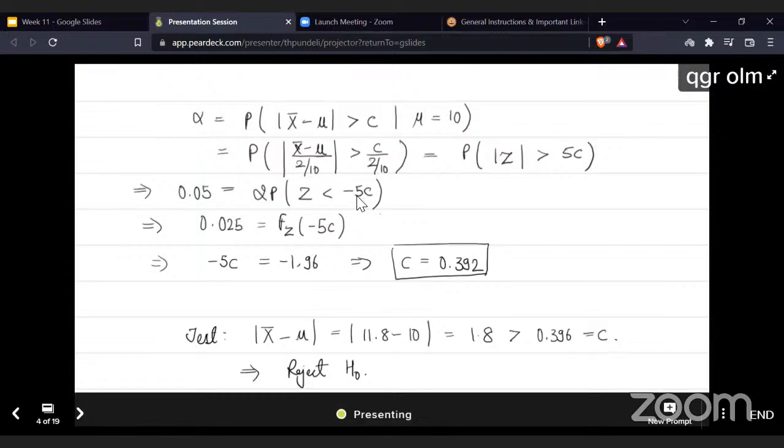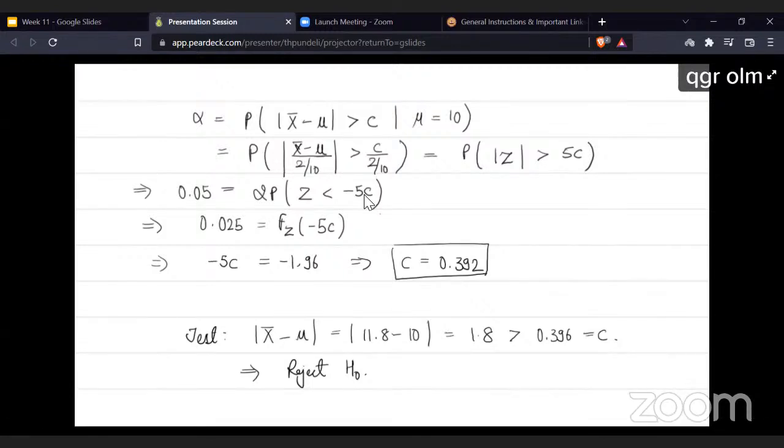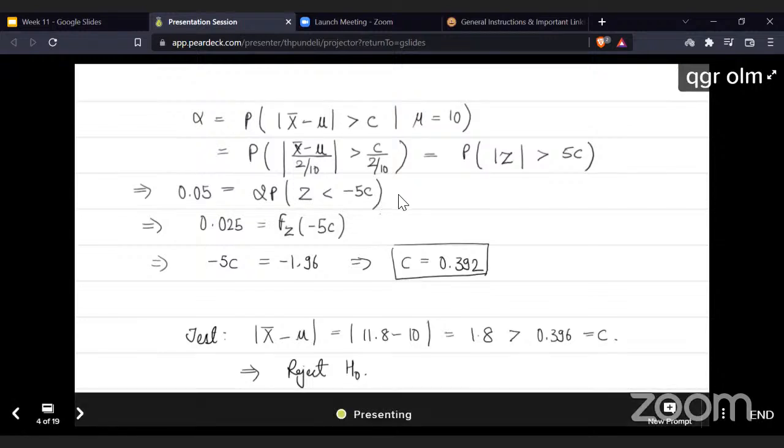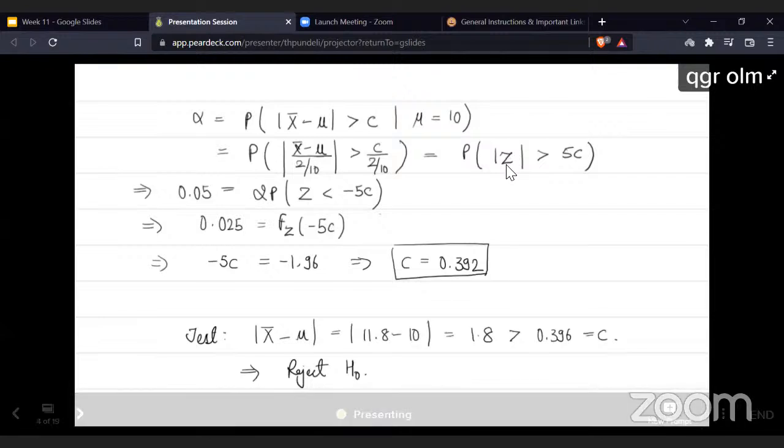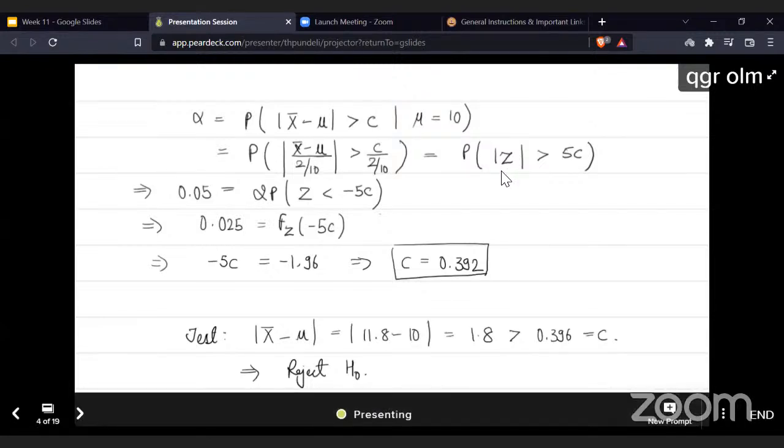Is the step clear to everyone? The third step here. Why is it 2 times P Z less than minus 5C? Why is it minus 5C? See, look at the second line here. In the second line, it comes out to be probability mod of Z greater than 5C, right? So if you break this, you will get probability Z greater than 5C plus probability Z less than minus 5C.